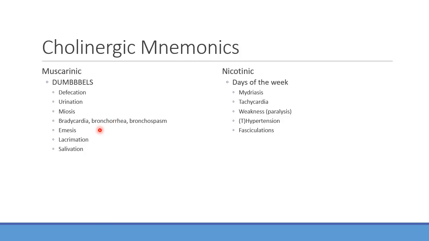Remember the killer bees, these are the things that are going to be potentially deadly for your patient. So again, if they have bradycardia, they're not able to perfuse very well, that could be a problem, right? Bronchorrhea, right? Their lungs are filling up with fluids, they're not going to be able to oxygenate very well, it's bad. Bronchospasm as well. Emesis, lacrimation, and salivation. Okay, so those are the muscarinic effects.